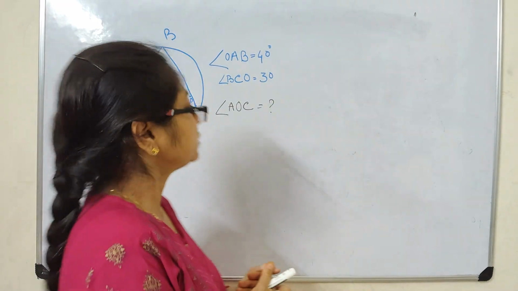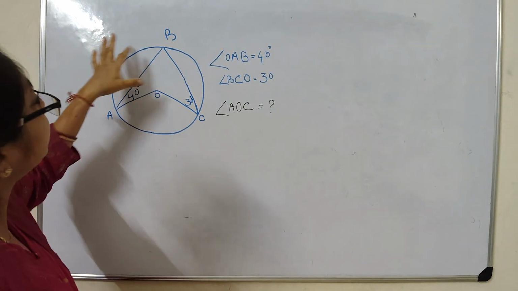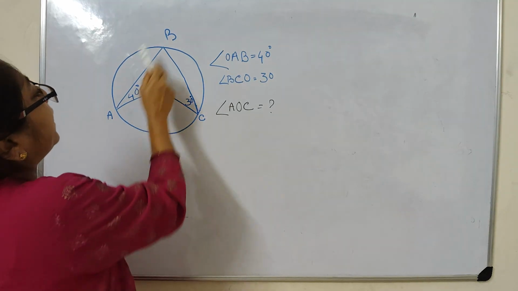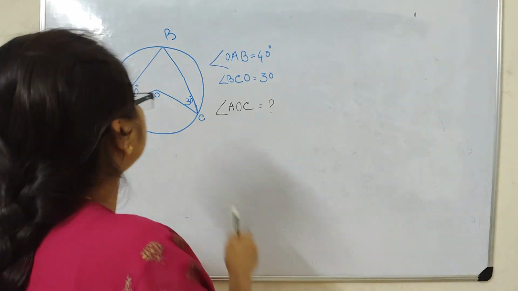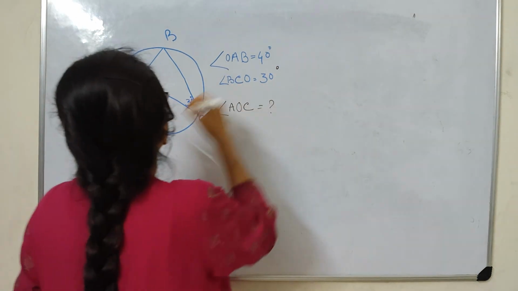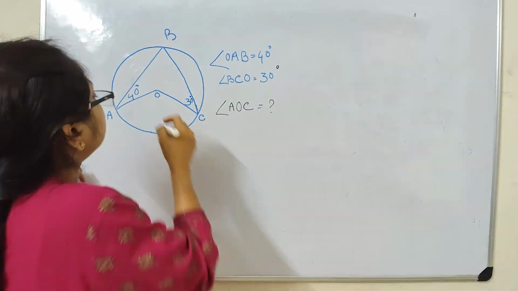Try to solve it. Listen, there is a circle and a triangle. It is given that angle OAB is equal to 40 degrees and angle OCB is equal to 30 degrees. Find out the angle AOC. This angle you should find out.